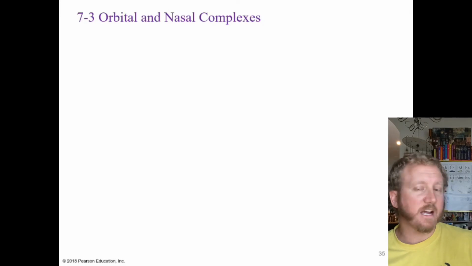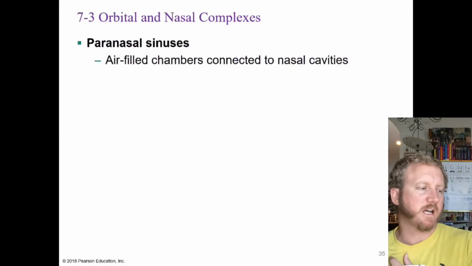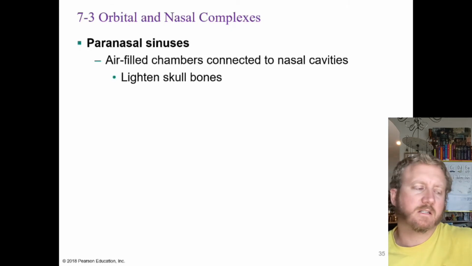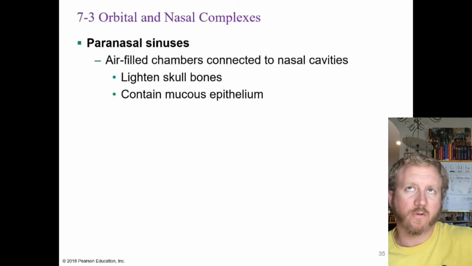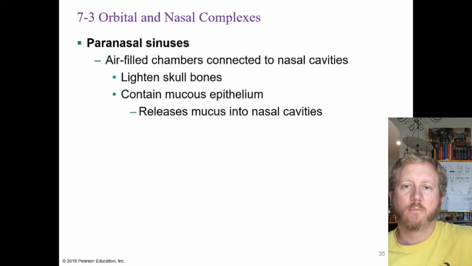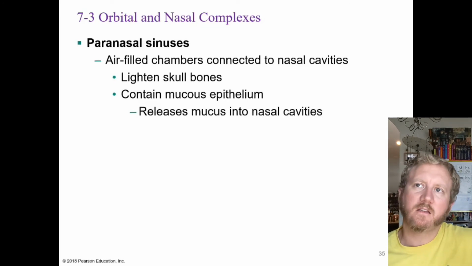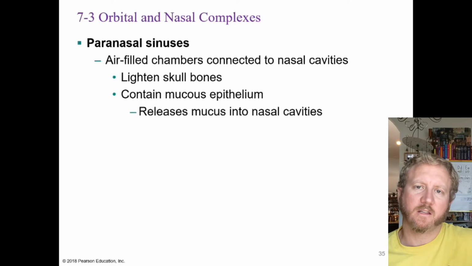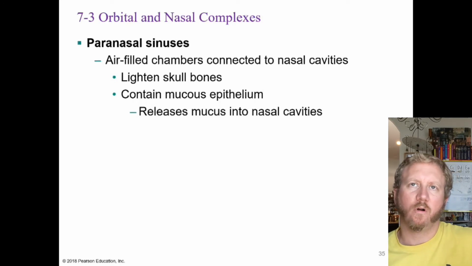Okay, then the actual sinuses. So we mentioned those a couple of times. Those are air-filled chambers connected to the sinus cavities that help lighten the bones of the skull, and they contain mucous epithelium. That's epithelial cells primarily responsible for producing mucus and releasing it into the nasal cavity. Mucus is an immune system thing. It's full of white blood cells, and its primary function is to trap foreign particles. We'll talk about that when we get into the immune system a lot more in the spring.